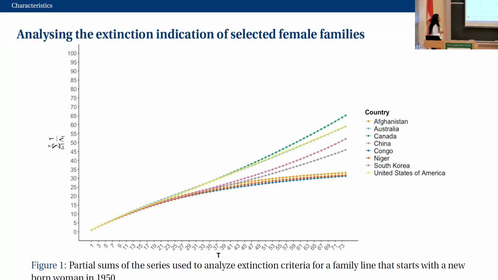As a first step, for the same countries I showed before, we plotted the partial sums of the mathematical series with time. And we see that except for Afghanistan, Congo, and Niger, all other country lines look like they're diverging. But obviously, this is not good enough for us to make a conclusion. It's not concrete enough, right?